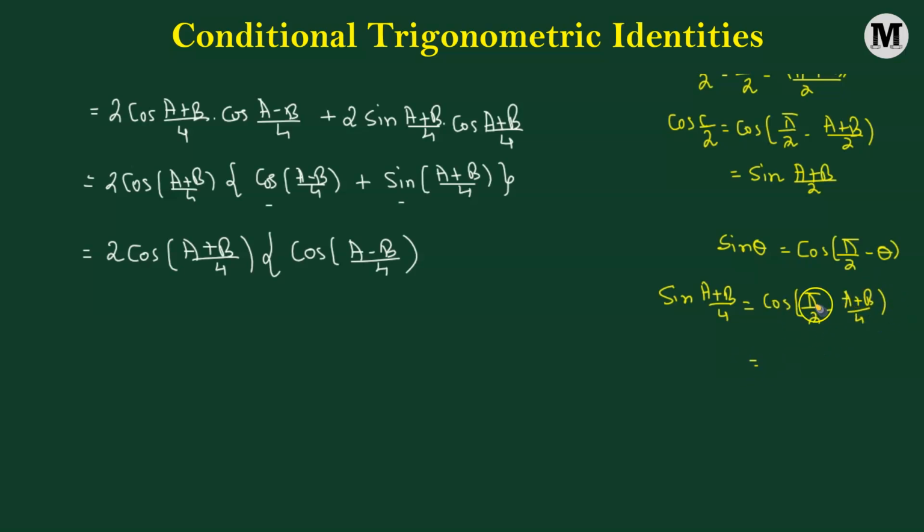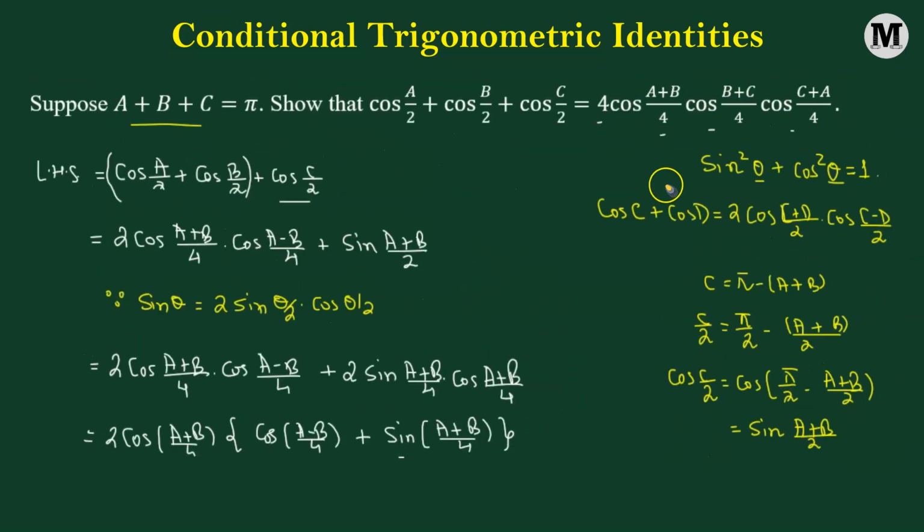Let's combine the two angles within the parentheses. So we'll get cosine of (2 pi minus a minus b)/4. So here we're going to transform sine of (a plus b)/4 to cosine of (2 pi minus a minus b)/4. So let's use it. We have positive cosine of the angle (2 pi minus a minus b)/4. Okay, now what we have is the sum of cosine functions.